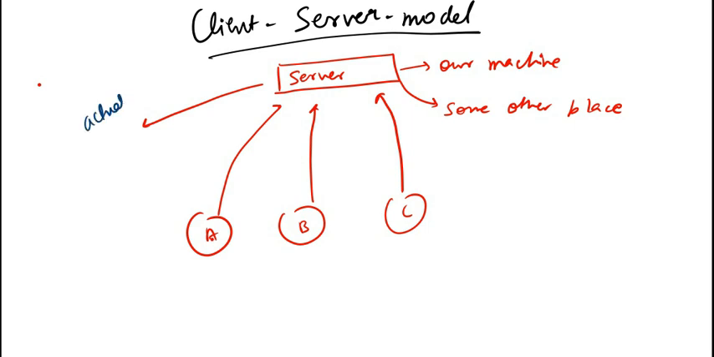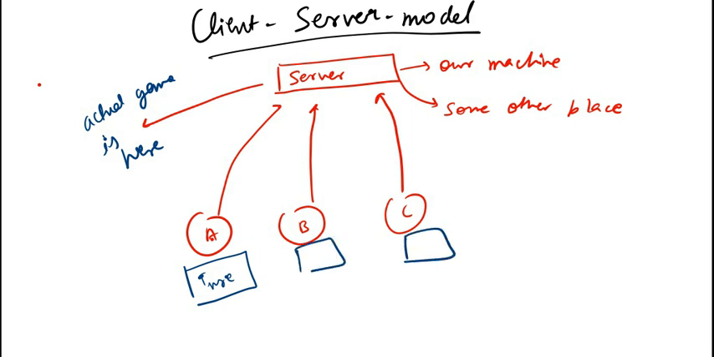So the actual game is here. What A will be doing is just seeing the image or the state of the game which is running on the server. The same will be done by B and C also. They will only have a look at the world which is going on in the server.